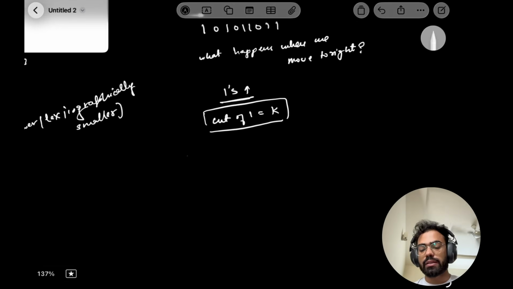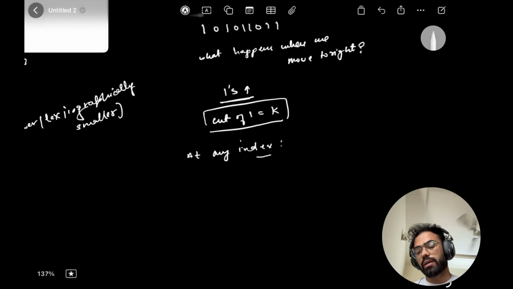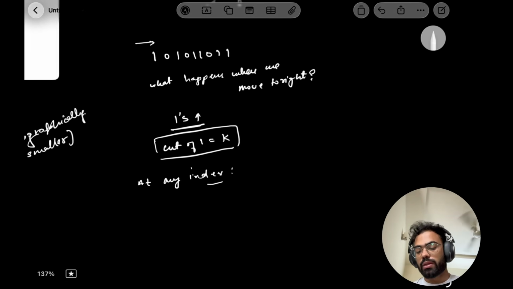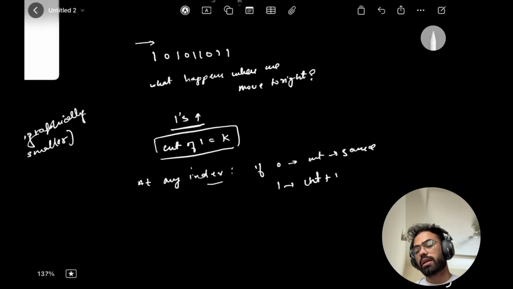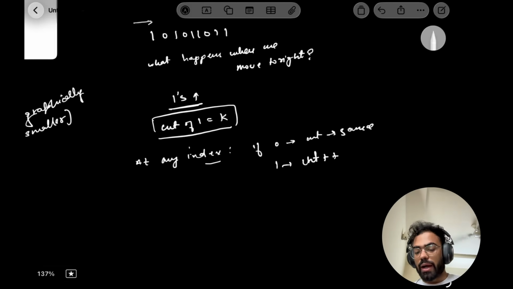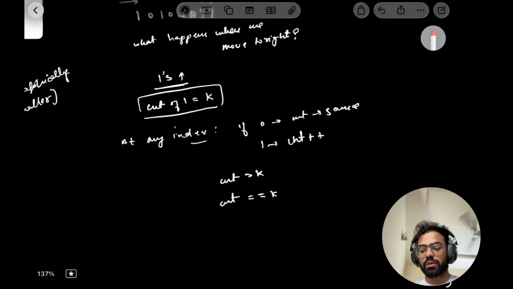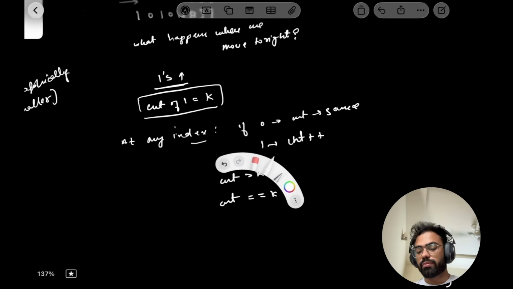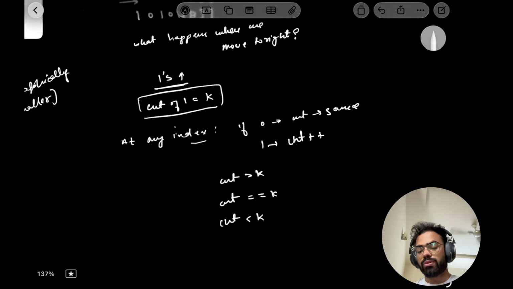So now at any index, what happens? If it is 0, then the count remains the same. Now if it is 1, then the count increases by 1. So either we have count greater than k, or count equals k, or count less than k. Only these three cases are possible, right? Now we will see these cases later after the dry run.